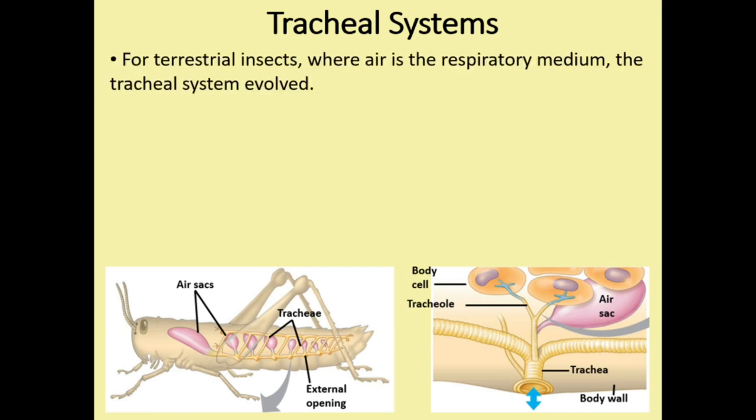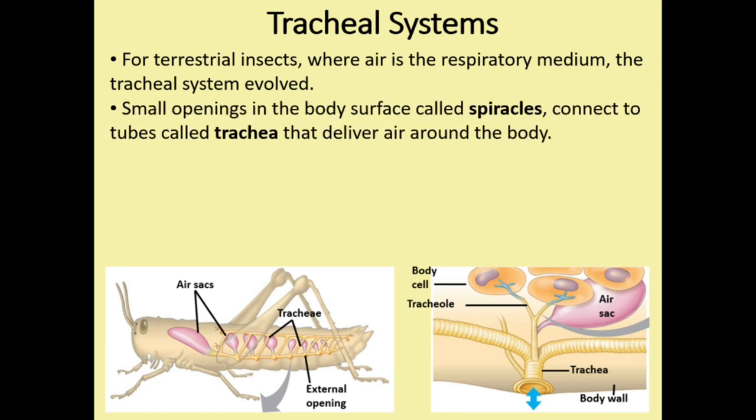So for terrestrial insects, where air is the respiratory medium, we have something called the tracheal system. If you've not looked at insects before, this might come as a bit of a surprise to you. It's quite an interesting system. So we can look at the diagrams below and we'll talk about what it does. Essentially, the way that the tracheal system works is along the side of the animal, you will have these little openings called spiracles. So if you ever get the chance to examine a larger insect, a large locust or a giant Madagascan hissing cockroach, for instance, and you have a look down the sides, what you'll notice is that they'll have these small openings called spiracles.